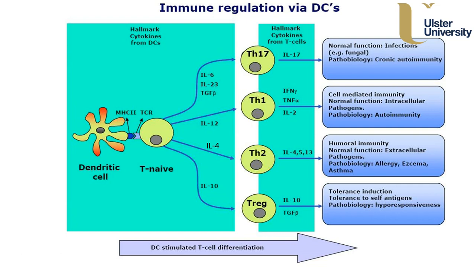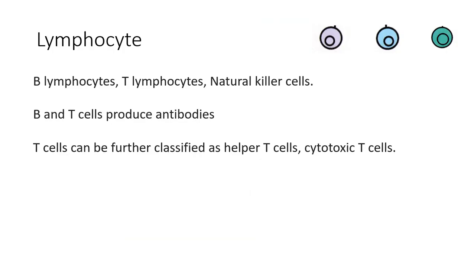Whilst if IL-4 has been secreted, then it differentiates into a Th2 cell. IL-10 causes it to differentiate into a Treg cell, whilst IL-6 and a couple of others causes it to become a Th17 cell. And we're just introducing you to these terms tonight. At a later lecture, we'll go into a lot more detail on these.